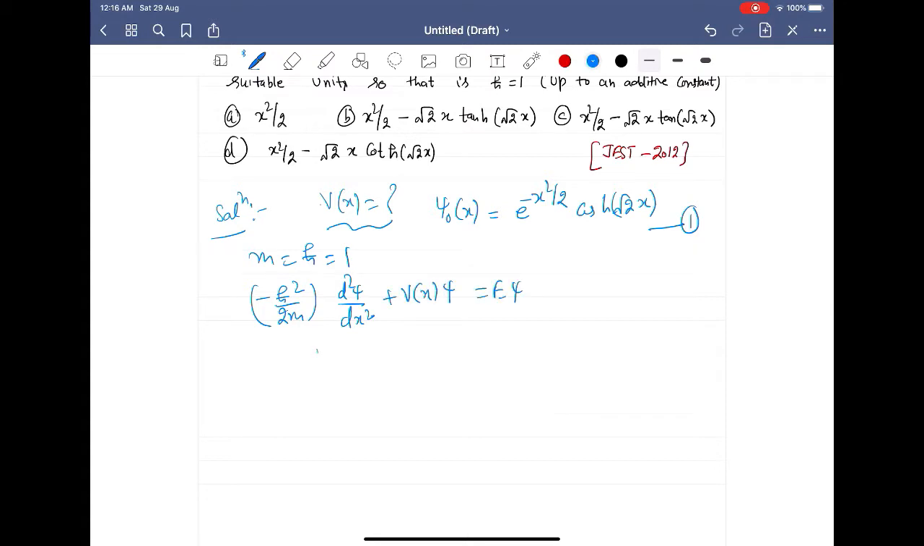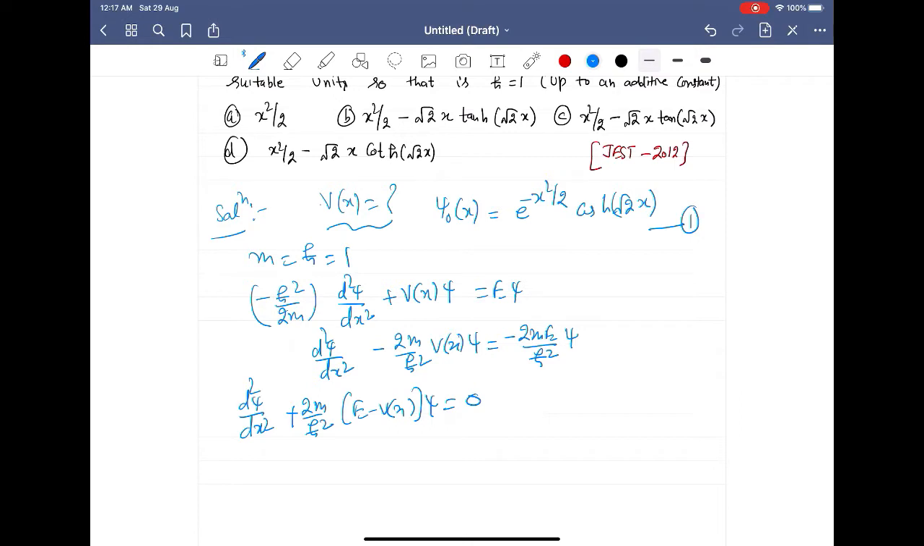which can alternatively be written as d2 psi by dx squared plus 2m by h cross squared into (E minus V) psi equals 0. Now since it is given that m and h cross are both 1, I can put them both as 1, so I get d2 psi by dx squared plus 2(E minus V(x)) psi equal to 0. This is equation number 2.